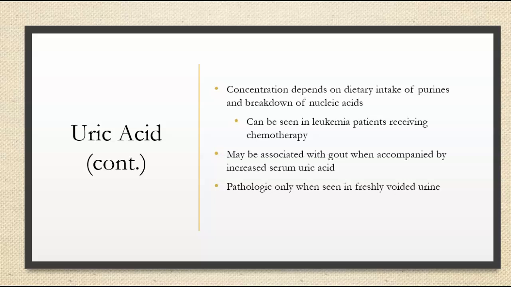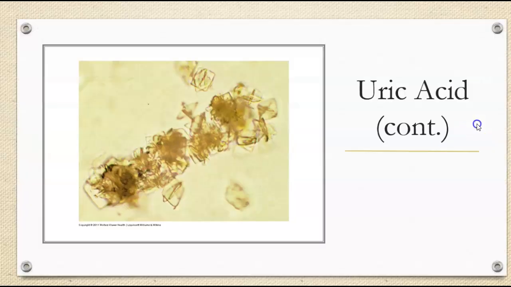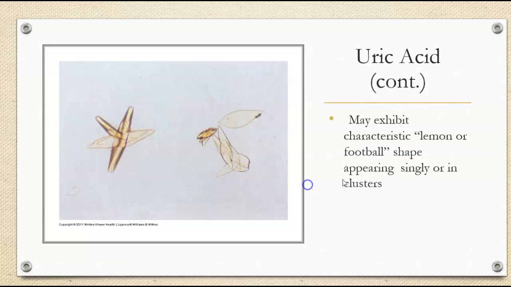It is only considered pathologic when we see it in freshly voided urine, because remember, upon standing, these crystals are generally clinically insignificant because it just takes some time for them to form. So this is an example of uric acid. You can also see this kind of growing out in two planes. So this is one sheet that's this way and one sheet that's the opposite direction. You can see them all clumped up and together, but you can still kind of see that diamond or football shape. We can see sometimes in some clusters.